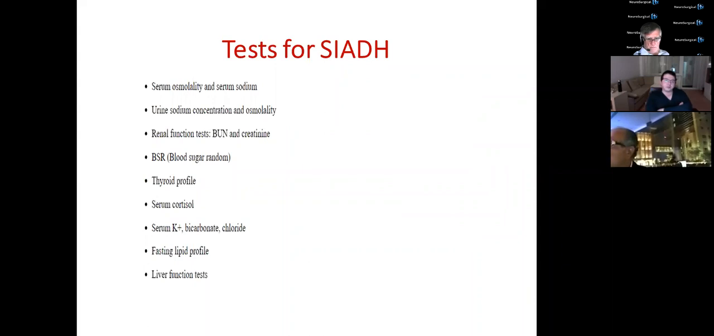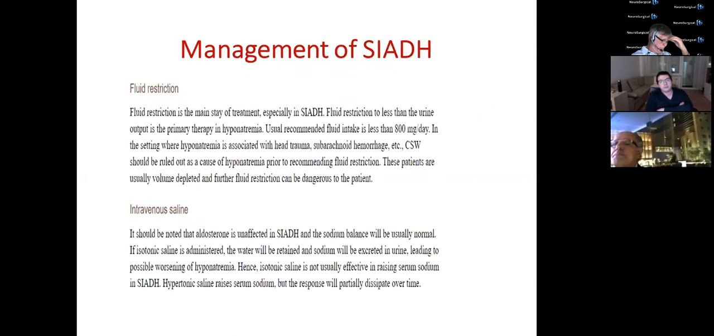What tests are needed to confirm the diagnosis of syndrome of inappropriate ADH secretion? It is serum osmolality and urine osmolality plus spot sodium in the urine, and of course kidney function. You have to rule out hypothyroidism with thyroid function tests. You have to rule out adrenal insufficiency. You have to rule out hyperglycemia and hyperlipidemia.